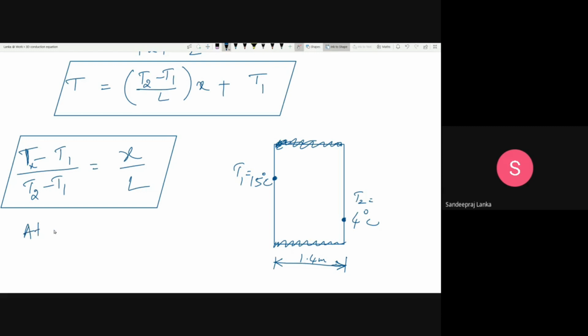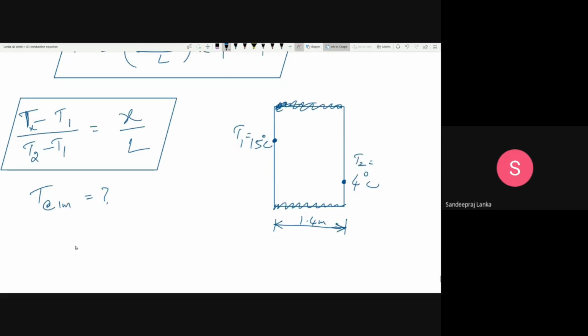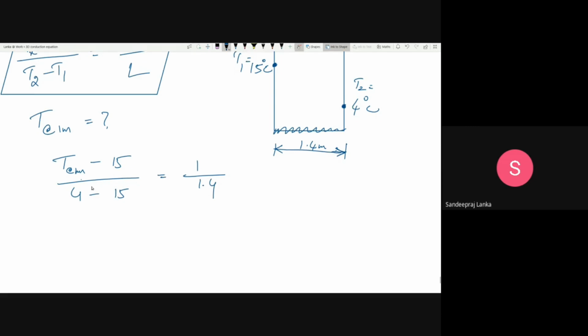Let us say at 1 meter, what will be the temperature at 1 meter? I will write it like temperature at 1 meter. If I want to find out the value, it will be like temperature at 1 meter minus T1, which is 15, and T2 is 4 minus 15, is equal to X, which is 1 meter, and the whole thing is 1.4. Everything can be substituted into it and I can find T at 1 meter. It is as simple as that.